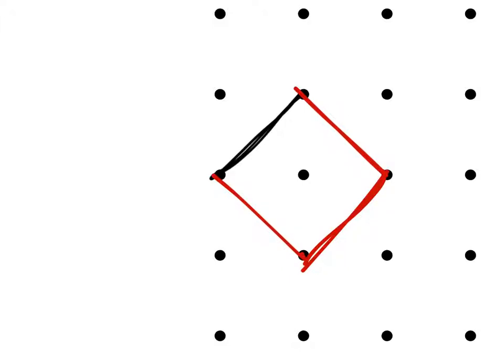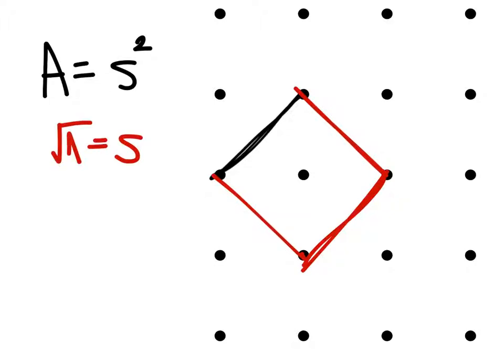Now here's the thing: if I told you the area of this thing, could you find the side length? Yeah, sure you could, because you know that the area is the side length squared. So if I wanted the side length, I would just square root the area. So if I can find the area, then I should be able to find the side length. So here's what we can do: find the area of this square.